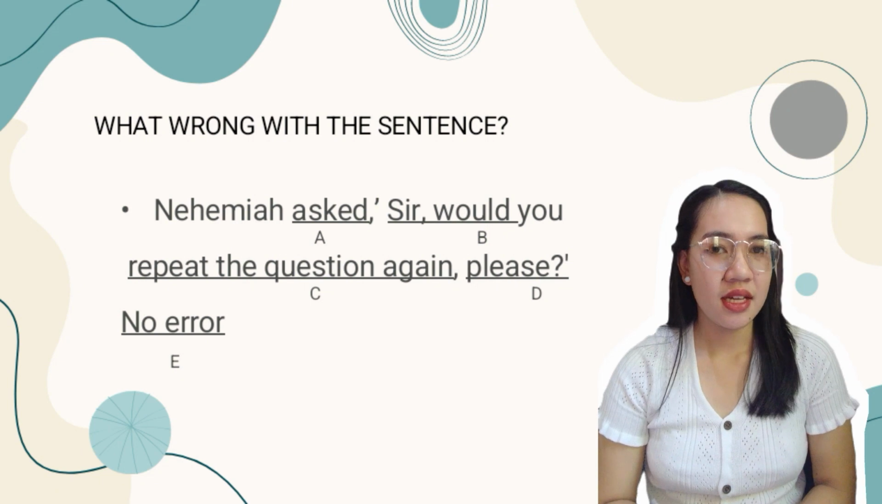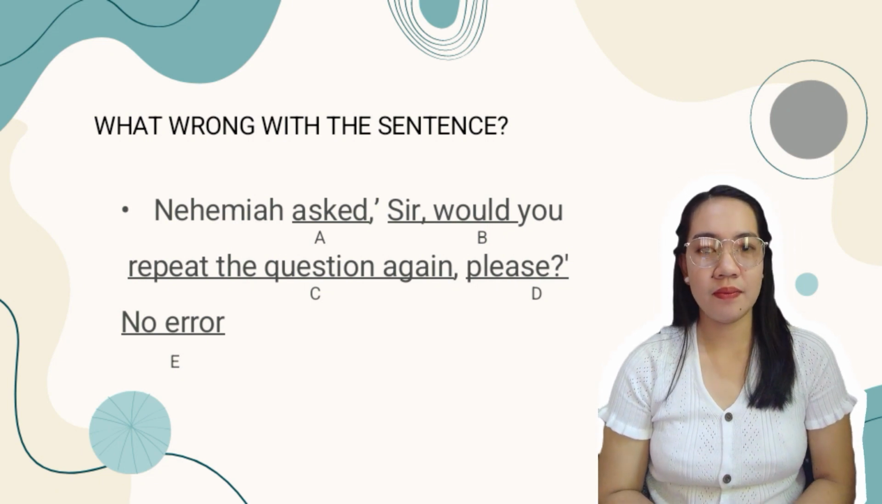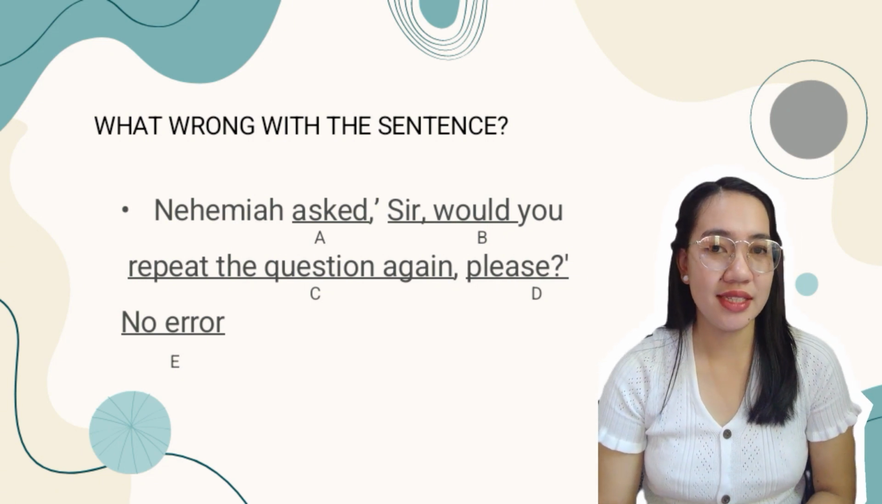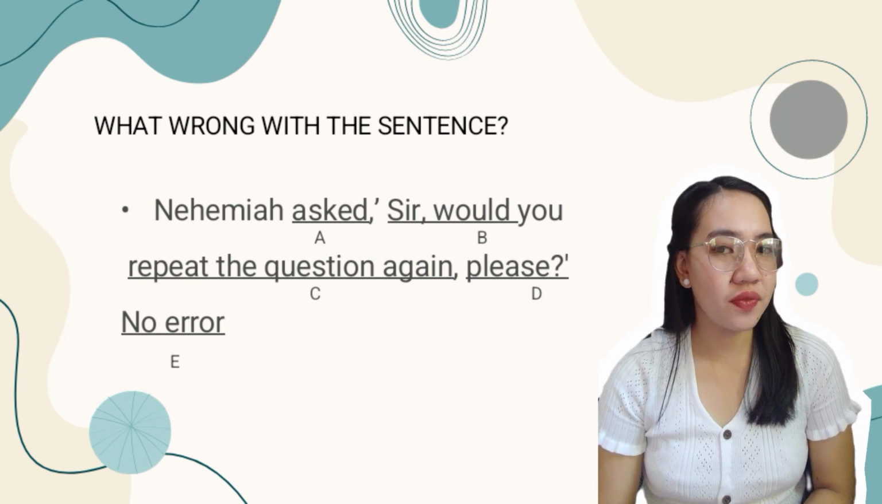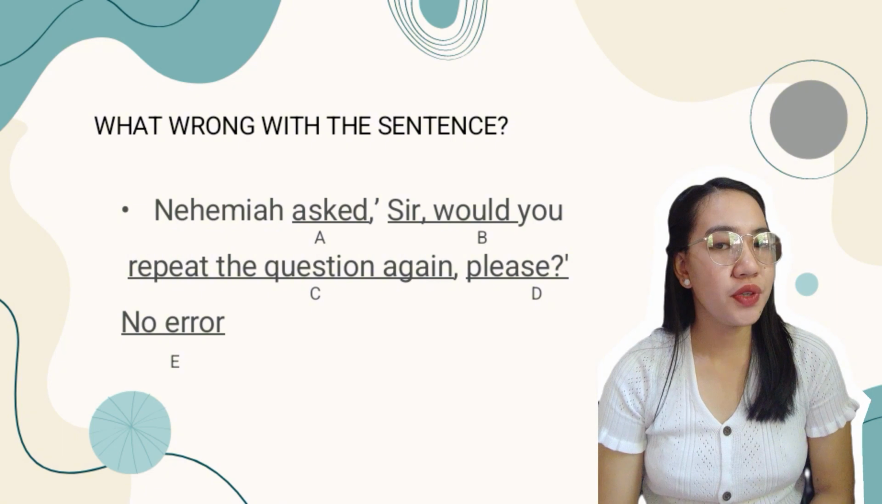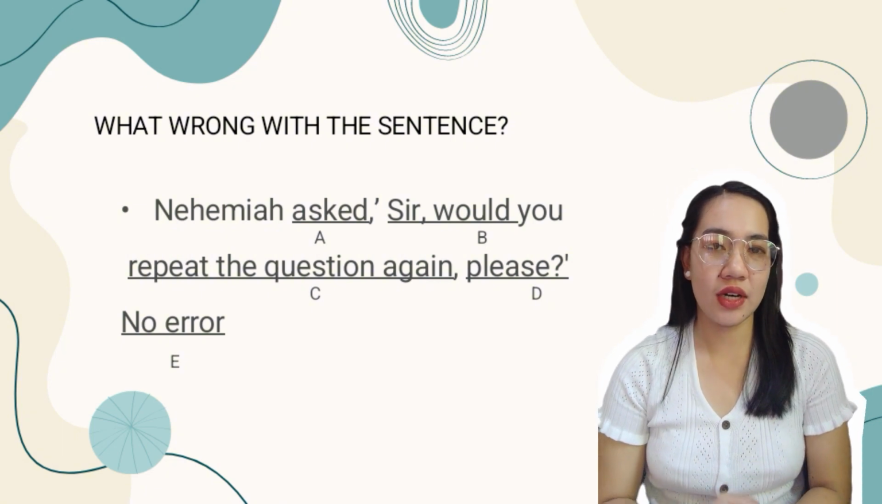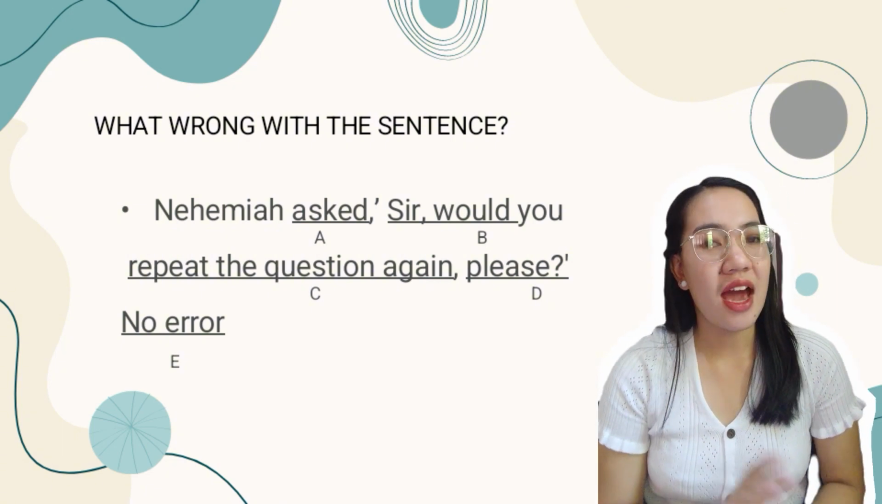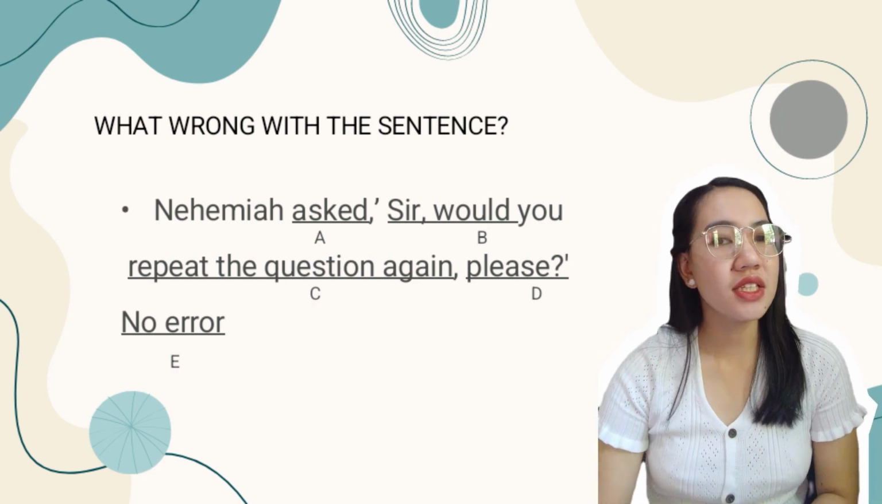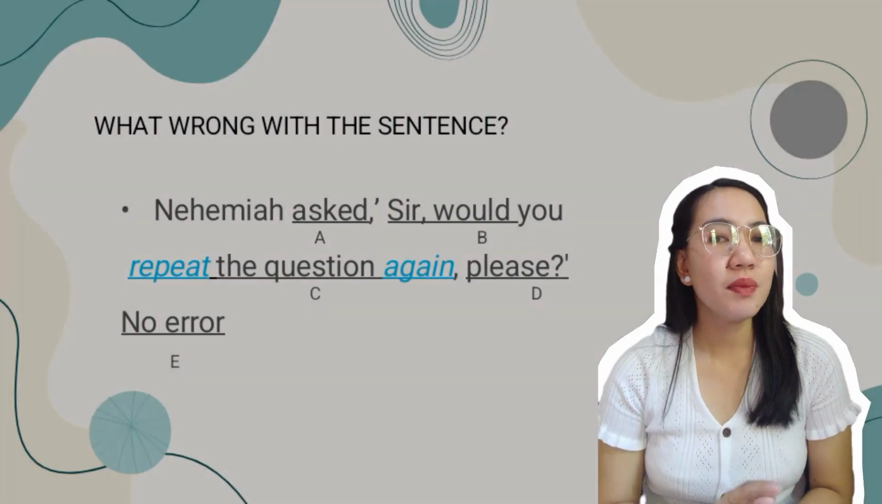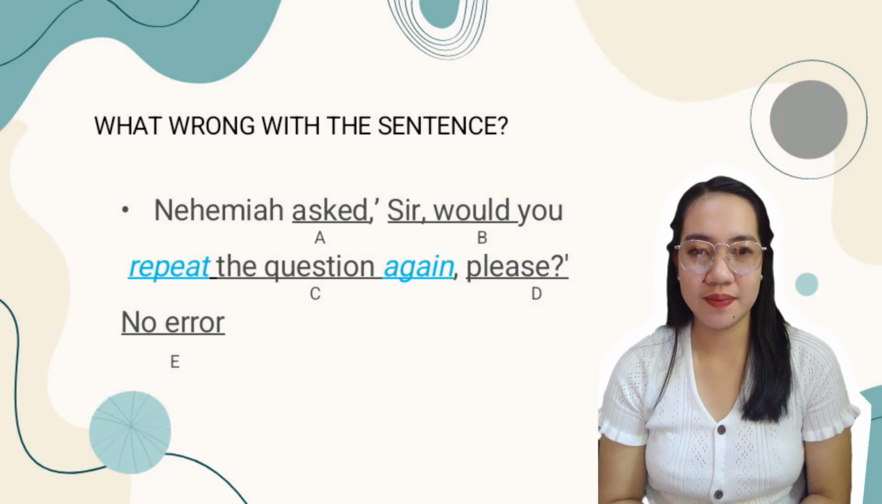If you notice, letter A is correct because it used past tense and comma. Letter B is correct for using apostrophes and commas. Putting a question mark in the end is correct in letter D. Everything is correct except for the letter C. What is wrong with that? Let me show you why it is wrong.